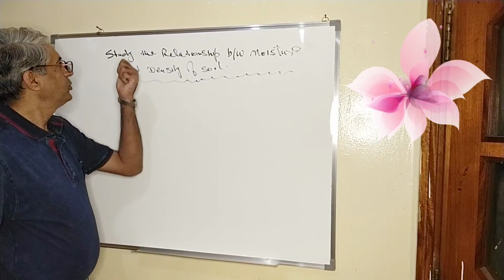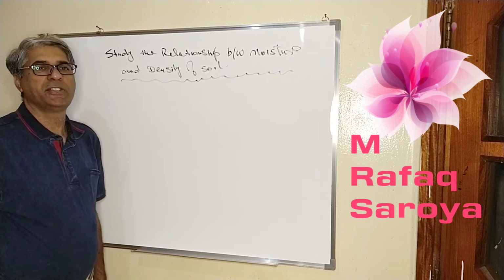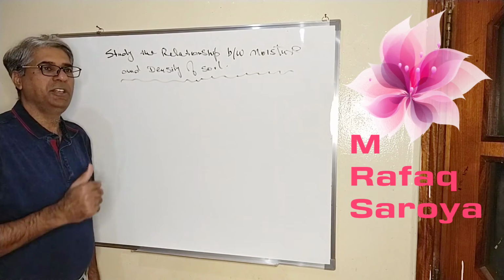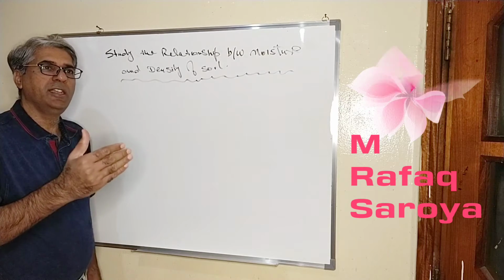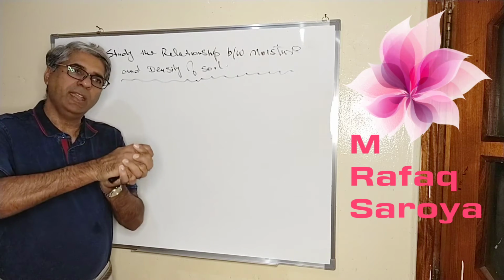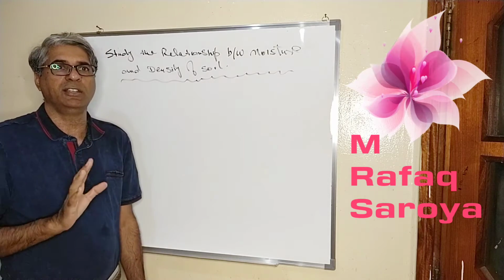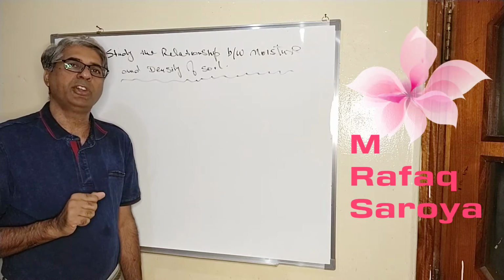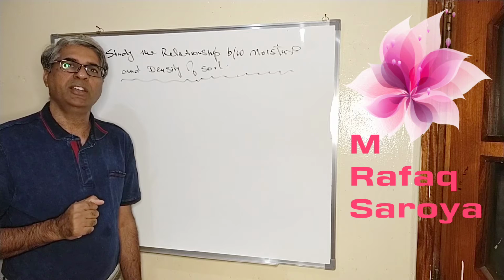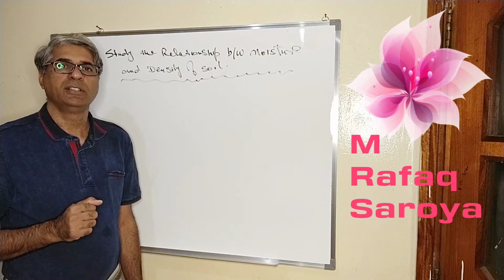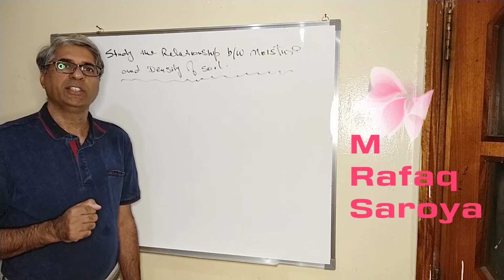Today we are going to study the relationship between the moisture and the density of the soil. In my previous video, I told you that as the moisture content increases, soil is being compacted and its density increases up to a certain limit, then it starts decreasing. There we drew a graph of the dry density versus the moisture content, which is known as the Proctor curve.